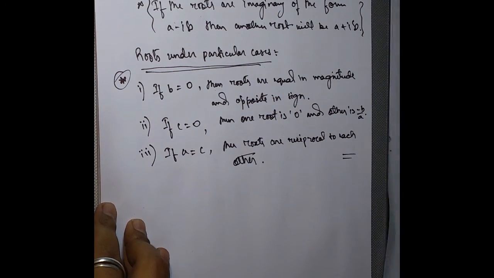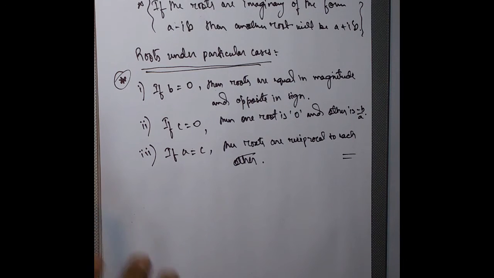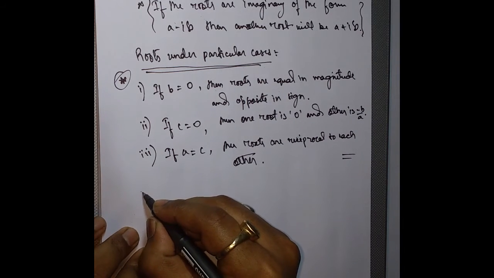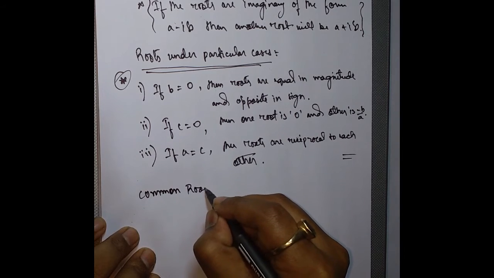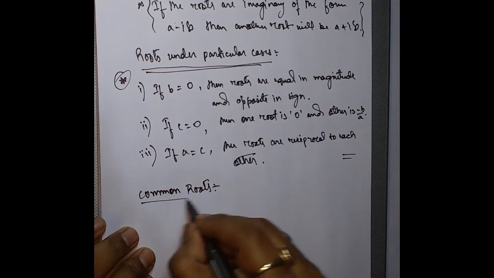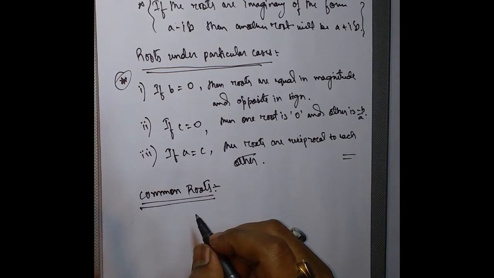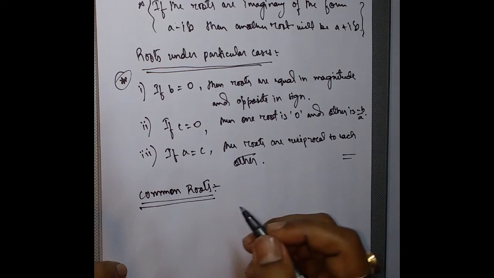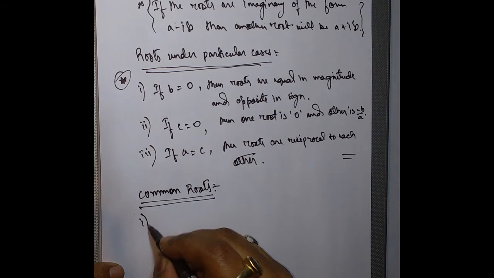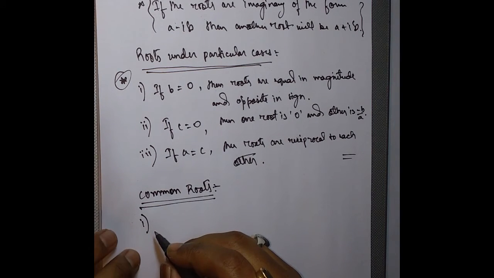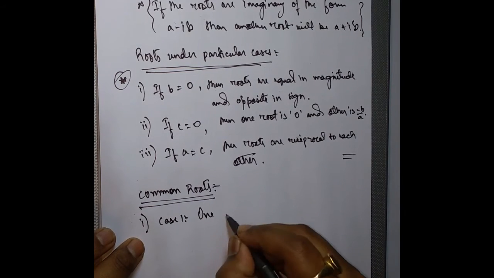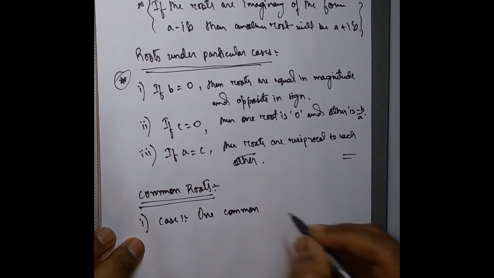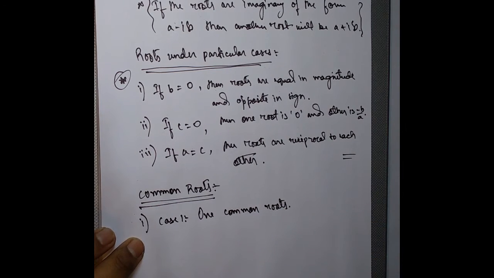Now suppose I tell you that the roots are common, okay, common roots. Students find real difficulty in finding the common roots. They find it very hard to tackle them. So let's suppose case one, one common root.